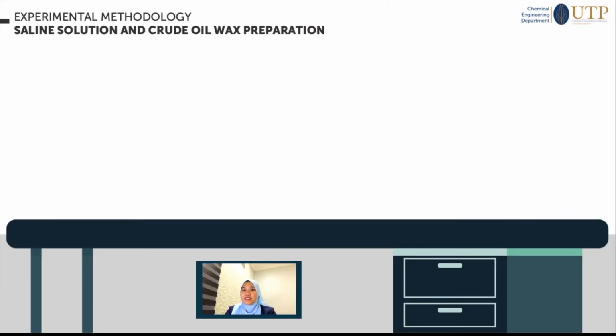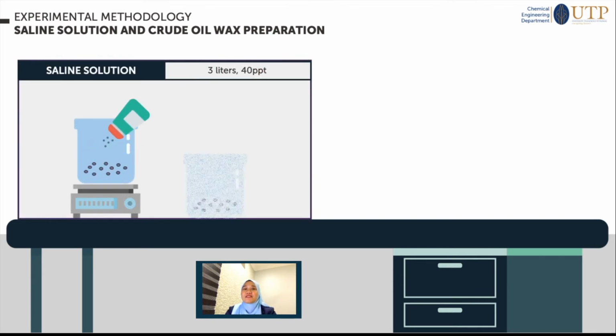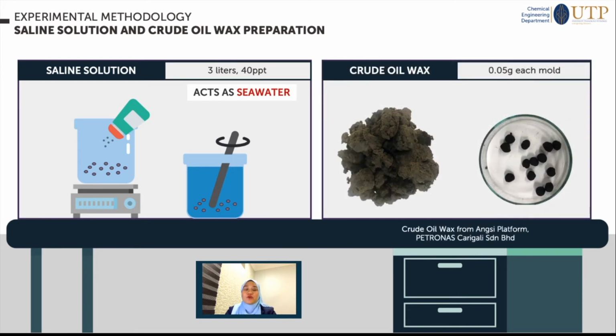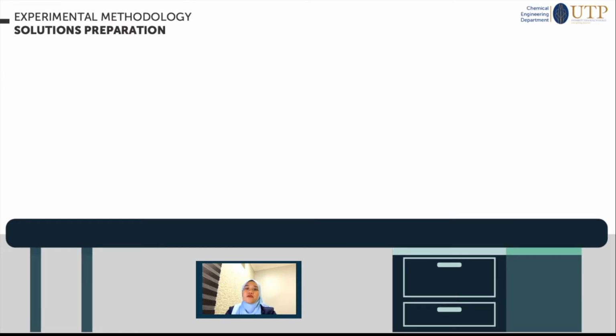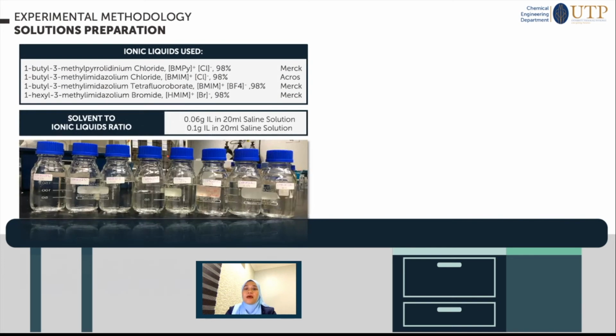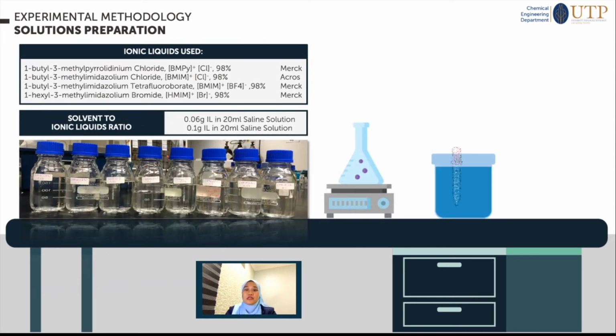Experimental methodology, solution and sample preparation. Firstly, 3 liters of saline solution were prepared at 40 ppt. This saline solution acts as seawater. Then, the crude oil wax sample received from the ANSI platform of Petronas Carigali Sdn Bhd was molded into 0.05 gram small pieces. And 2 different solvent to ionic liquid dilutions were prepared using 4 different ionic liquid solutions, which adds up to a total of 8 different dilutions.